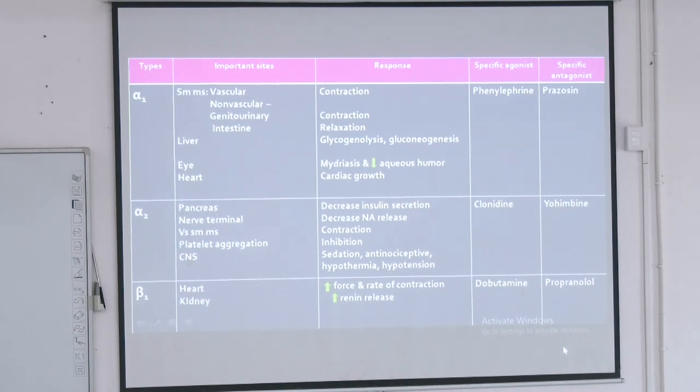Next is the beta 1. It is present in the heart and kidney. Its main action is on the heart. You all know what is the action of beta 1. I am not going to the detail. Now, these are some specific agonists and antagonists. Here, alpha 1, phenylephrine is the specific agonist, and tyrosine, these are the antagonists. Alpha 2, agonist clonidine, and yohimbine is the antagonist. Beta 1, there is only one beta 1 agonist, that is the dopamine, but propranolol is the non-specific beta blocker.